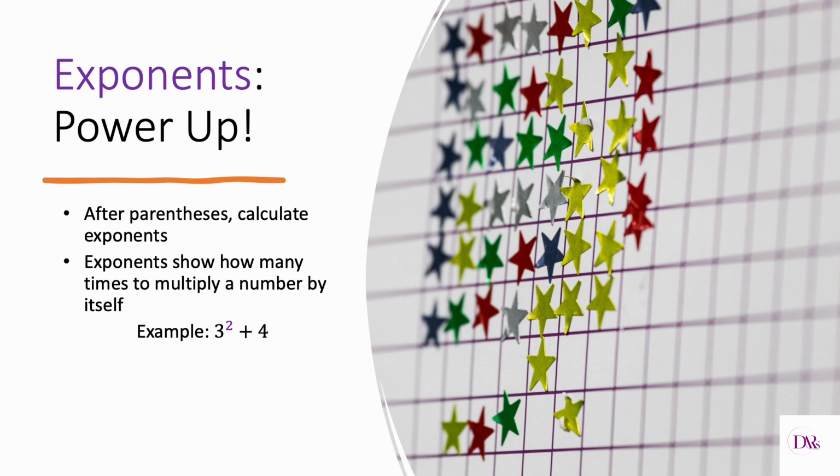Here's an example. 3 squared plus 4. Notice that we are going to multiply 3 times itself 2 times. So we have 3 times 3 plus 4. What is 3 times 3? It is 9. So now we do the 9 plus 4. What does that equal to? You guessed it, 13. Good job. You're taking care of the exponents. Ready to move on? Let's go.